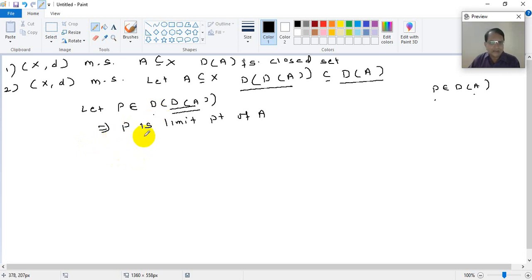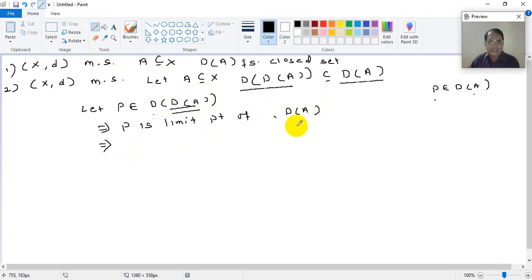See, whenever I say that the derived set is closed, which is given to us, it contains all its limit points. That means P is a limit point of A, and what does that imply? P belongs to D of DA, we are saying. So P is a limit point of D of DA. Sorry, I am confused. Here it should be P is a limit point of D of A. Correct? P is a limit point of D of A.